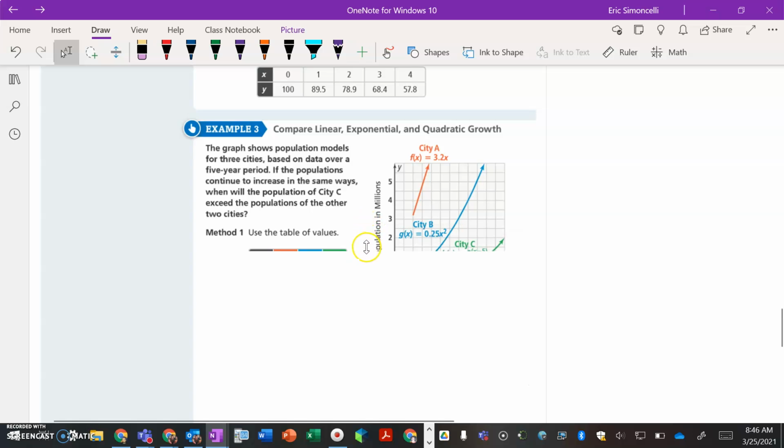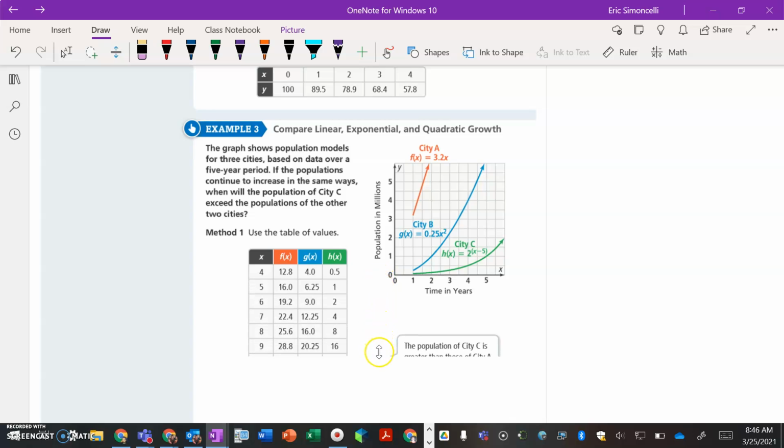So I'm going to uncover this and maybe show you that for method 1, you're going to use the table of values, and you kind of see things take shape as follows. Okay, and this will be where we end up. I want you to notice that city A has a linear function, city B has a quadratic function, while city C has an exponential. Notice the XY table of values highlights those respective red line points, blue quadratic points, and green exponential points. The population of city C is greater than those of city A and city B. Again, this is just by virtue of graphical and table analysis. I urge, please, that you take a look at the rest of this problem on your own.